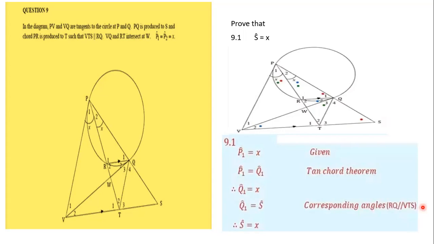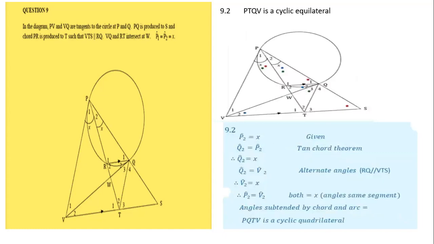In other words, they are forming an F shape. That's why, when you are told about corresponding angles, they are forming a what? An F shape. So now we are done. Since we have proven above that X is equal to Q1, therefore our S is equal to X. So now we have proven that angle S is equal to X. Then you have your marks. So let's move on to the next question.